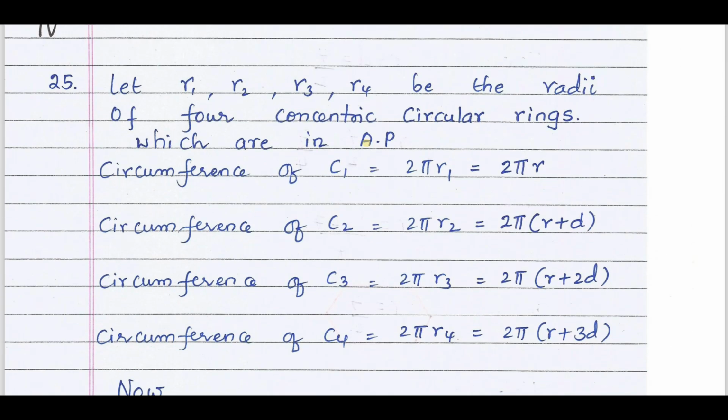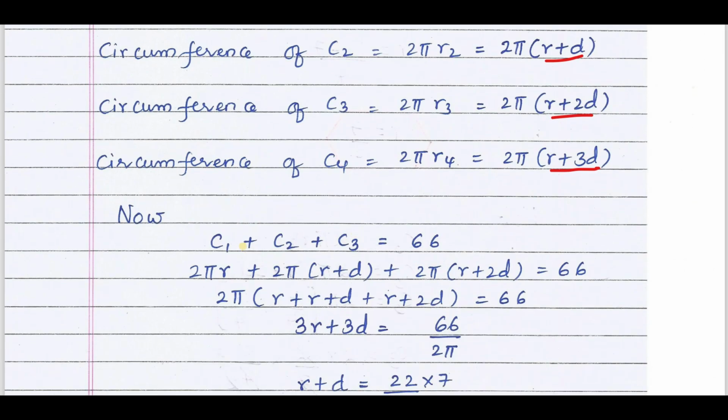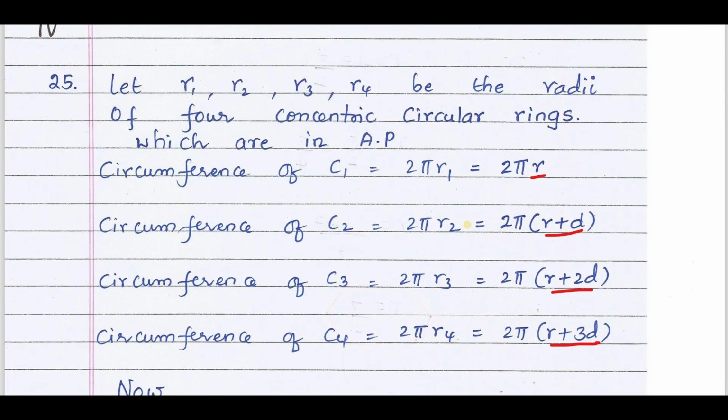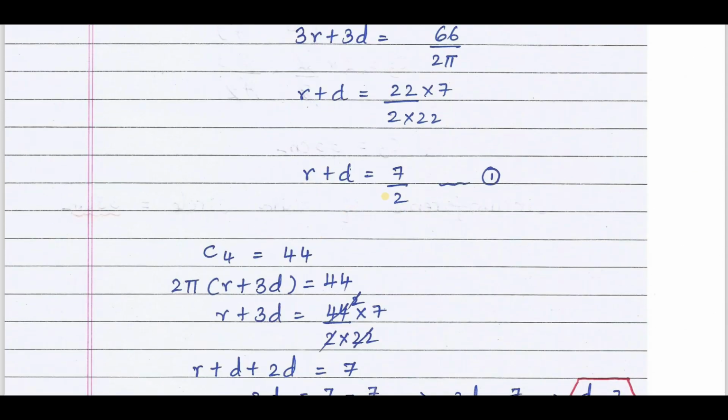which are in the AP, right? The circumferences of the circles I have taken as r, next r plus d, next r plus 2d, and r plus 3d, right? Now they have given that the sum of the circumference of three circles is a constant 66. Substitute the values of c1, c2, c3. We will get the relation r plus d equals 7 by 2.